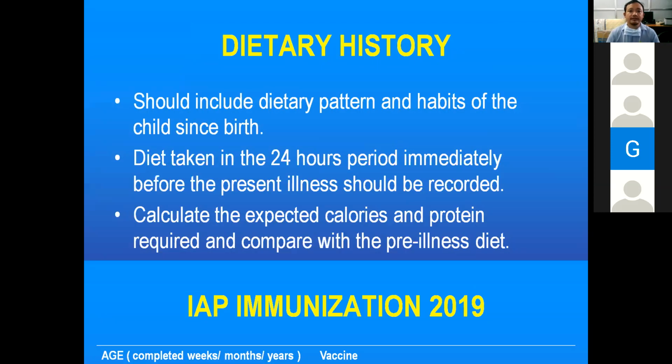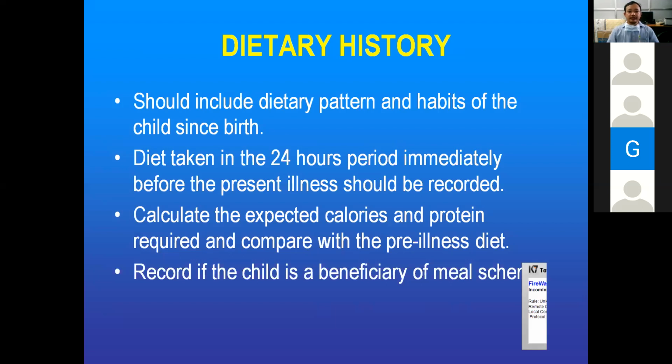Following this, we have a dietary history. Dietary history should include the dietary pattern and habits of the child since birth. Also, the diet taken in the 24 hours period immediately before the present illness should be recorded. Calculate the expected calories and protein required, and then compare with the pre-illness intake. And also you have to record if the child is a beneficiary of any meal schemes.